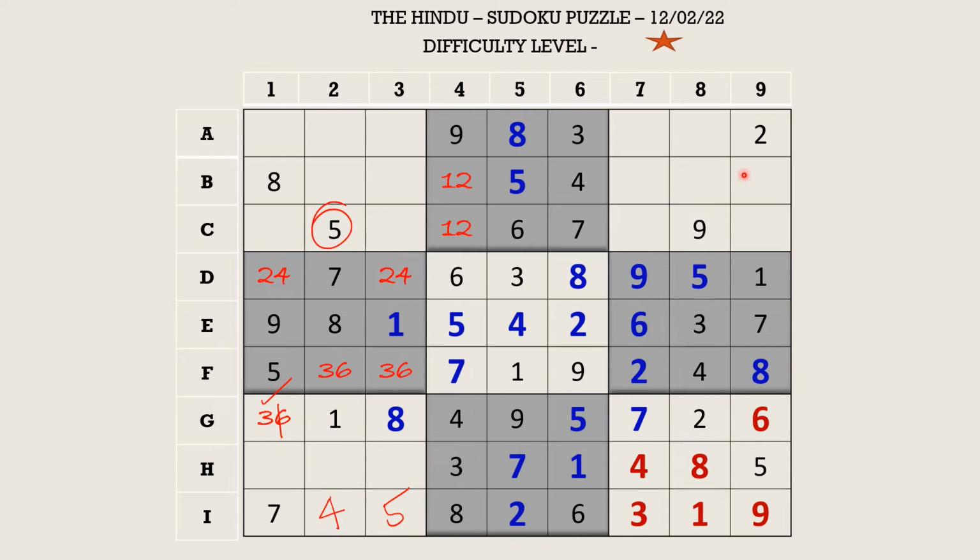Now in column 9 the missing numbers are 3 and 4. There is a 4 here in B row. So B9 takes 3 and C9 takes 4. In column 8 the missing numbers are 6 and 7. In column 7 the missing numbers are 5, 1 and 8. There is a 5 and 8 in B row blocking here. So B7 takes 1, A7 takes 5 and C7 takes 8.